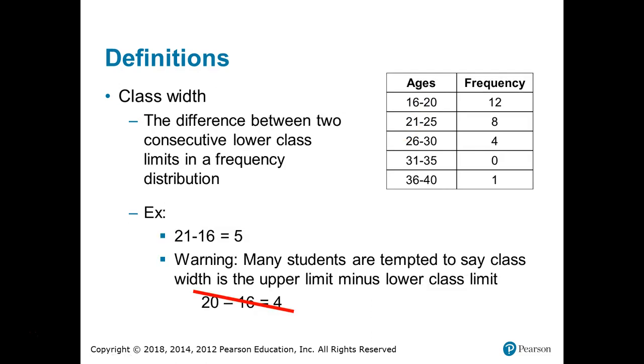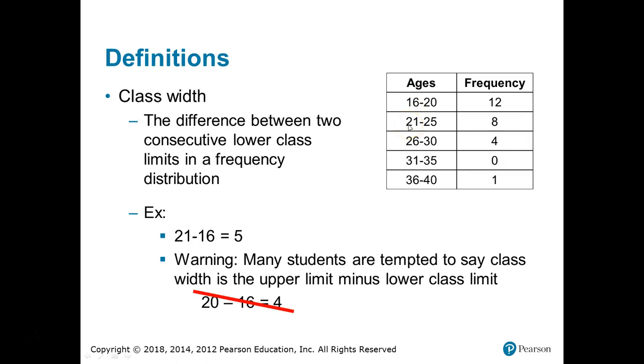Class width, and this is the one that so many students get wrong, so pay special attention. It is the difference between two consecutive lower class limits in a frequency distribution. So, two consecutive lower class limits. So 16 and 21. 21 minus 16 is 5. So the class width is 5.